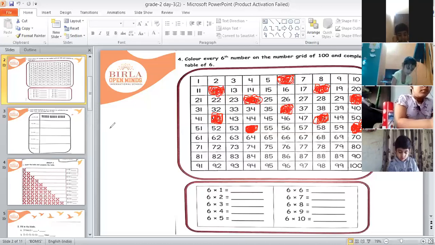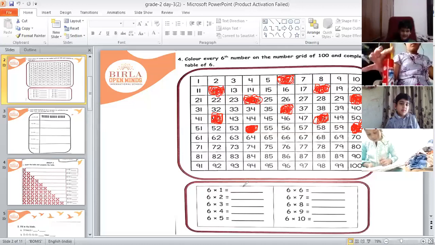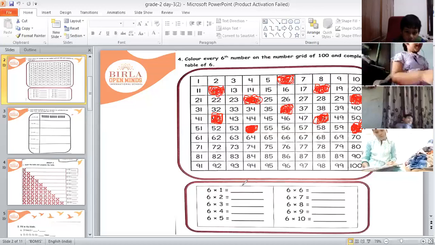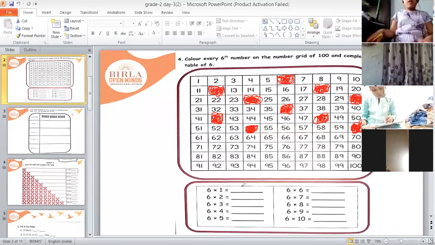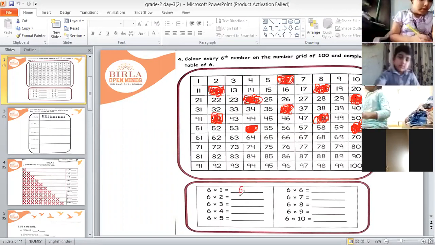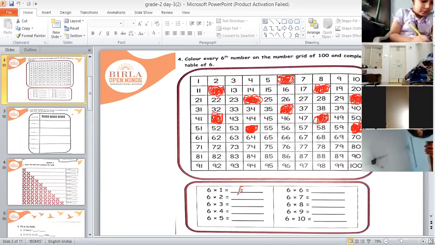Fine. So now you have to use a pencil and complete your 6 table. Downside, one box is there, right? So you have to fill in that box. Your first one is 6 ones are, which is the first number? We have colored the number 6, so 6 ones are 6. After 6 we have colored number 12, so we will write the next: 6 twos are 12.